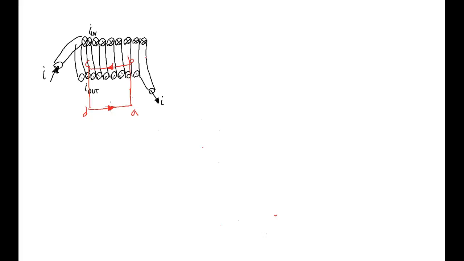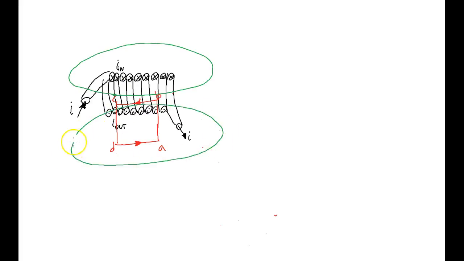So we can draw it like this. And so this is going to become the North Pole. This will become the South Pole. This is the direction we had the current flowing. That makes sense?